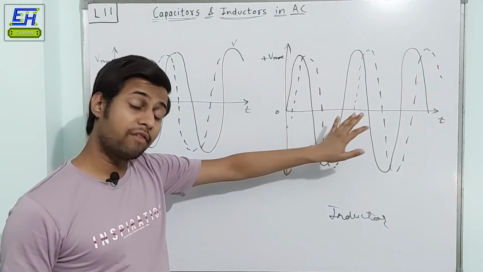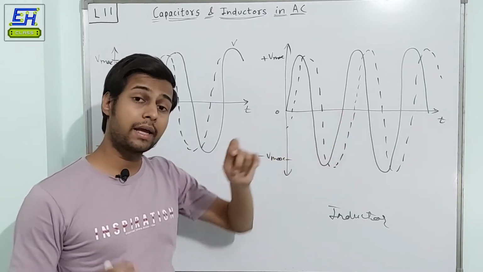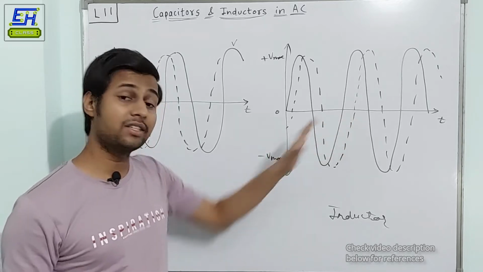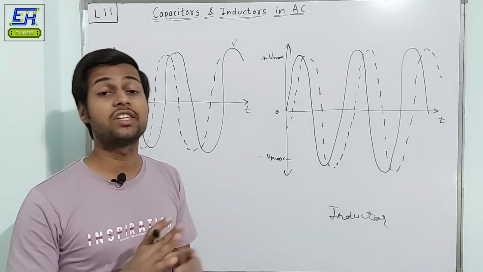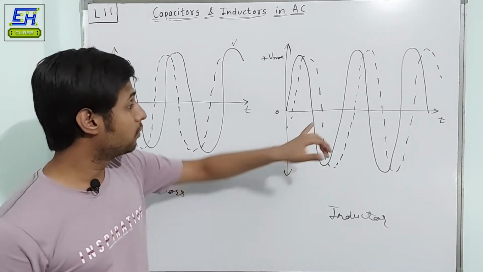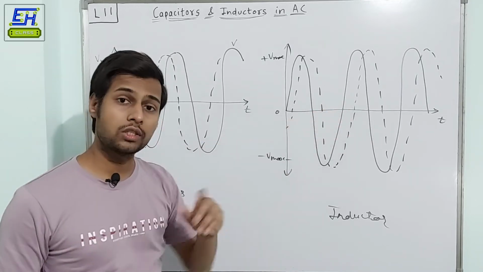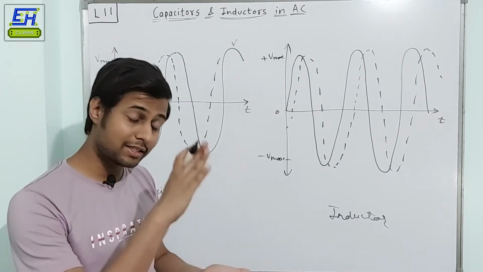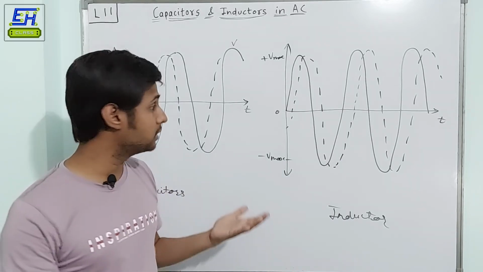And why? Because by the very fundamental property of an inductor, we already know that it resists the change in current. It doesn't want any change in current. So the voltage actually builds up first across the inductor rather than the current flowing through it. It tries its best to minimize the change in current.